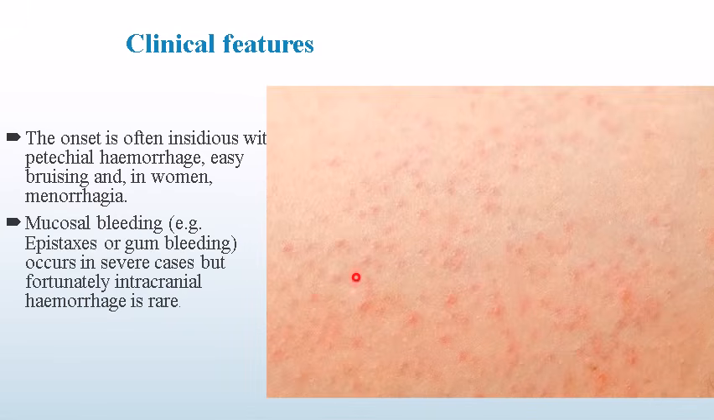As you see in this picture, this is a purpura, red pinpoint discoloration in the skin. Usually the patient presents with insidious onset, which means gradual onset, and petechial hemorrhage, and females may have menorrhagia, that is to say increased menstrual bleeding. The patient may have epistaxis, that's to say bleeding from the nose, gum bleeding, mouth bleeding, and sometimes intracranial hemorrhage, that is central nervous system hemorrhage, which fortunately is a very rare complication.